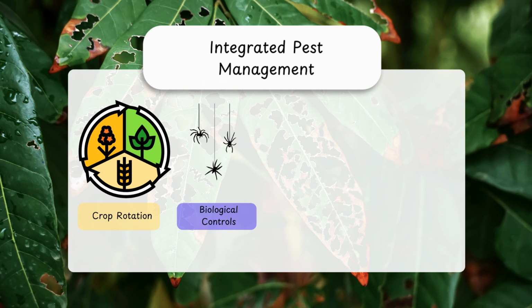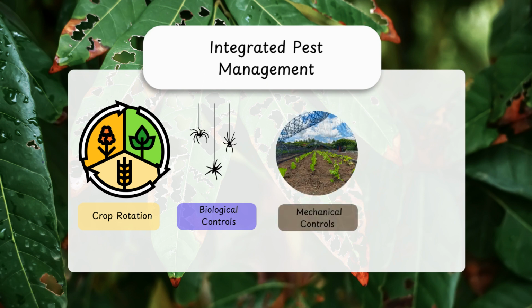Gardeners can also introduce mechanical controls. This requires the removal of affected plants or using barriers to prevent pest access. Finally, a gardener might choose to use chemical controls. As a last resort, using pesticides in a targeted and controlled manner can be useful in the management of pest species.